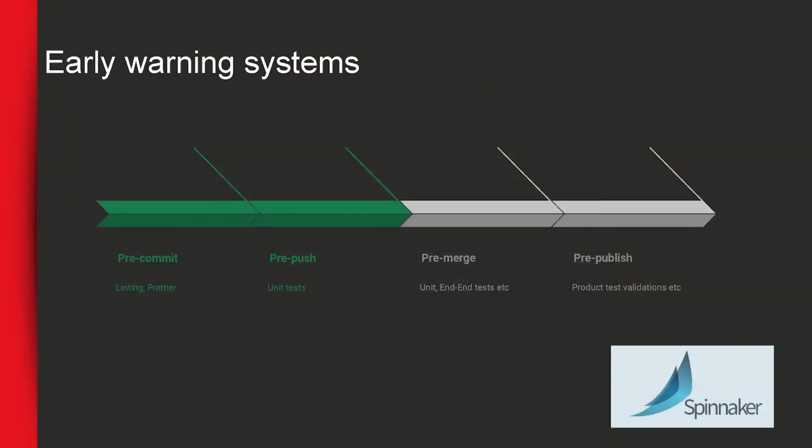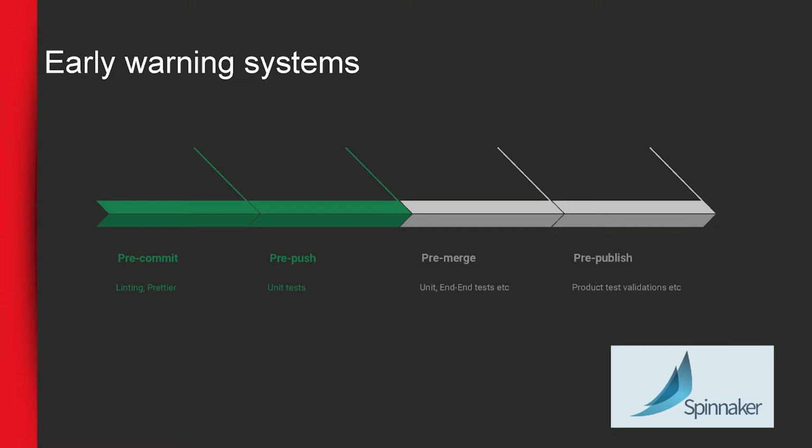So we have a few hoops that code has to jump through before it can be published and available for tests or test owners to use. We have pre-commit checks. So even before you could commit code in your local branch, we have a few linting and prettier checks that run.